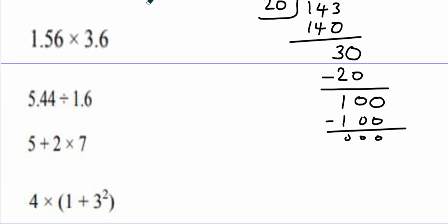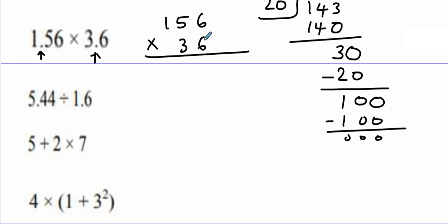Let us do it over here. We have 1.56 multiplied by 3.6. Remember what I said? Ignore the decimal point and then concentrate on the whole numbers. When you ignore this decimal point and this decimal point, what do you have? We are going to have 156 multiplied by 36. Now, how do we do this?